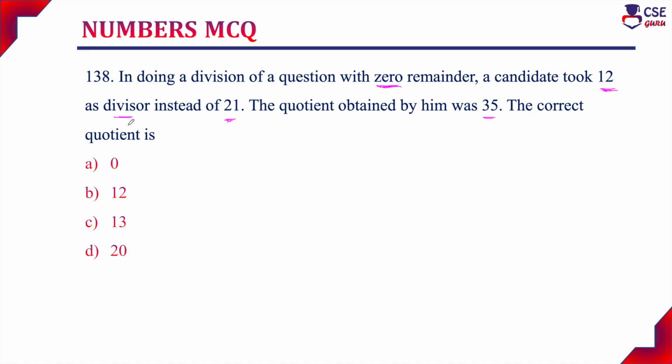The correct quotient: suppose he had used the divisor 21, what is the quotient? Okay, so we know the formula: dividend is divisor into quotient plus remainder. Here the divisor he mistakenly considered is 12, and the quotient he got is 35, and the remainder is 0. If you multiply these, the value we get is 420.